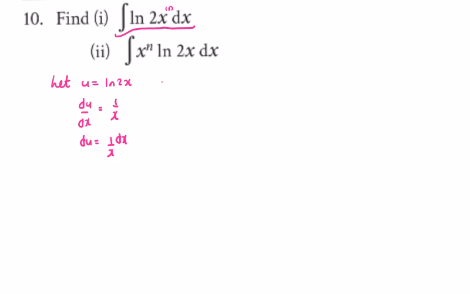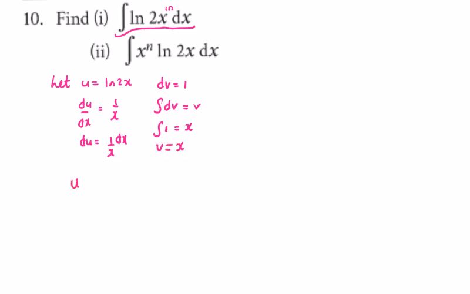Then we have dv is equal to the 1. So if we integrate dv, we get v, and the integration of 1 gives just x. So v is equal to x.